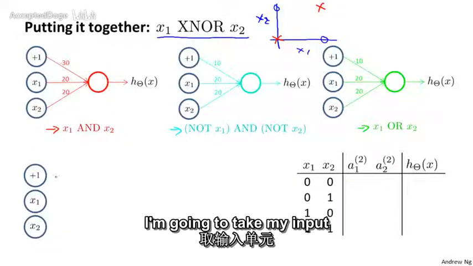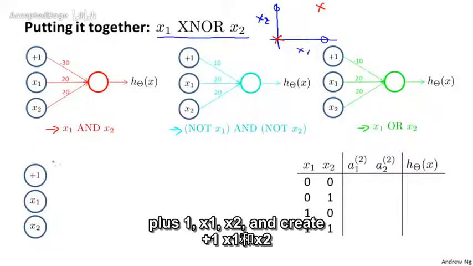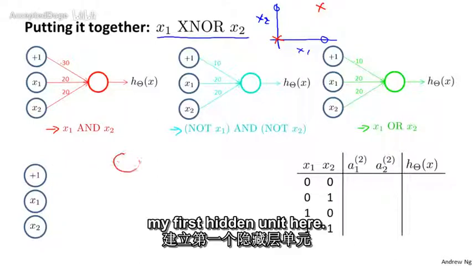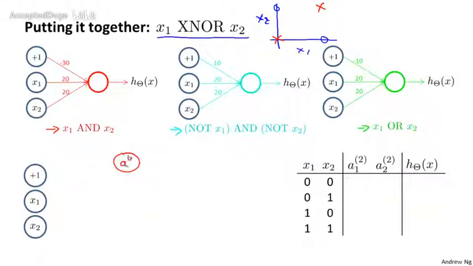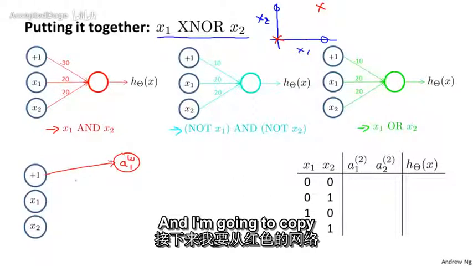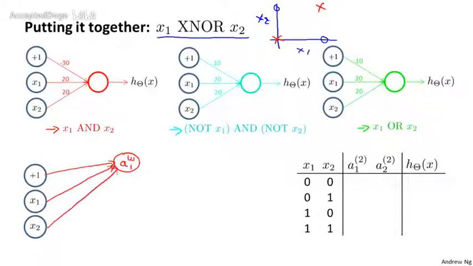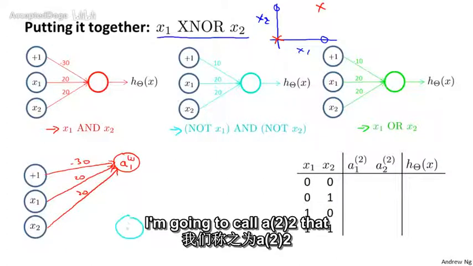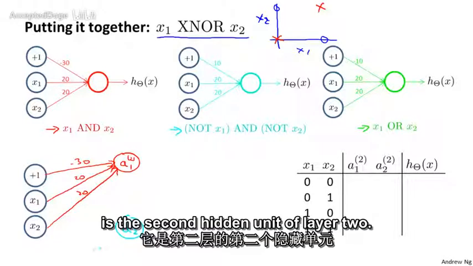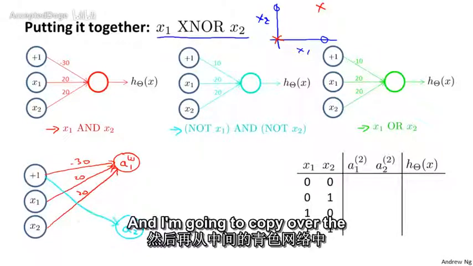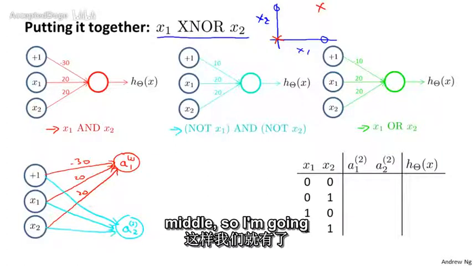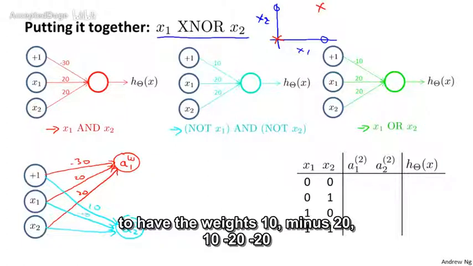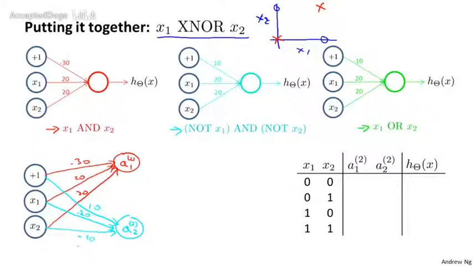Let's draw the network. I'm going to take my input +1, x1, x2, and create my first hidden unit here. I'm going to call this a_1^(2) because that's my first hidden unit. And I'm going to copy the weights over from the red network, the x1 AND x2 network. So I have -30, 20, 20. Next, let me create a second hidden unit, which I'm going to call a_2^(2). That is the second hidden unit of layer 2. And I'm going to copy over the cyan network in the middle. So I have the weights 10, -20, -20.